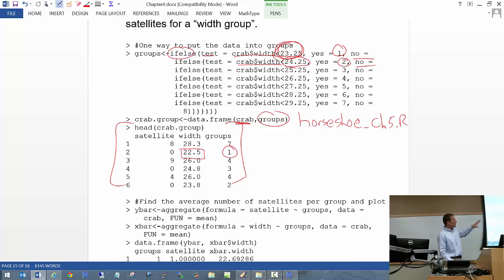And in the program horseshoe_chapter5.R, which is on my website, not my book's website, you will see probably an easier way to put this stuff into groups. Surprisingly, I didn't know the existence of this particular function until recently, so that's why you don't see it here. But this works fine, but you can look at that program there to see another way to do it too.